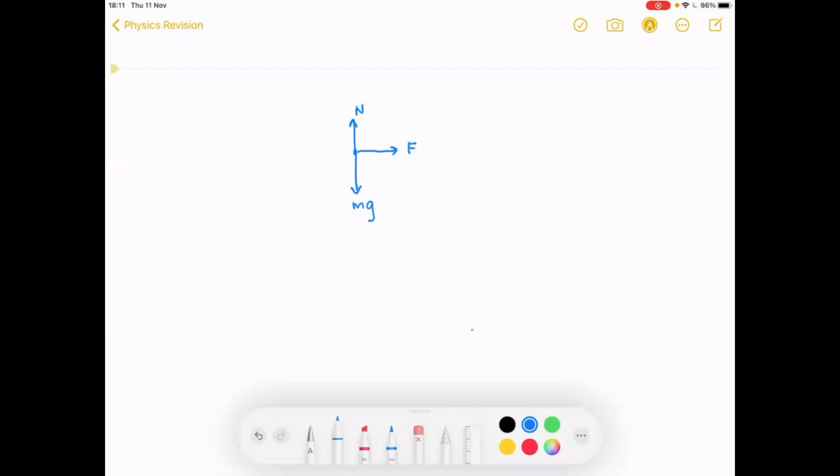And we know that it's connected to the string. So there is a tension force to the left. And we know that there is a frictional force as well. So that is the free body diagram for the 8 kg mass.